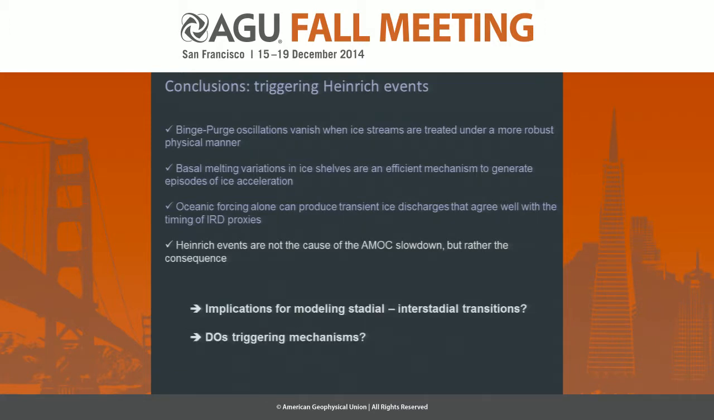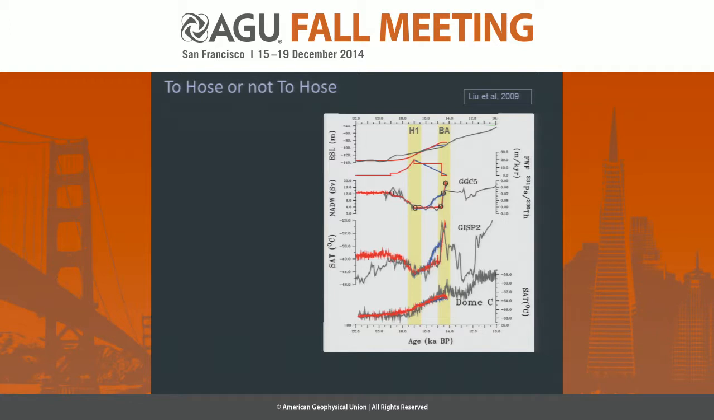And what are the implications of this story in terms of DO events? So let's focus on that a bit. And what I'm using to focus on that is this paper, Liu et al. 2009. And why? Because it's probably the most impressive example of a Hosing experiment. So you probably all know this paper.